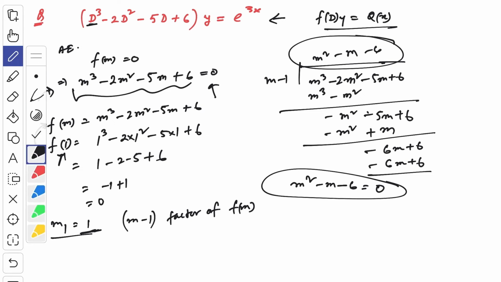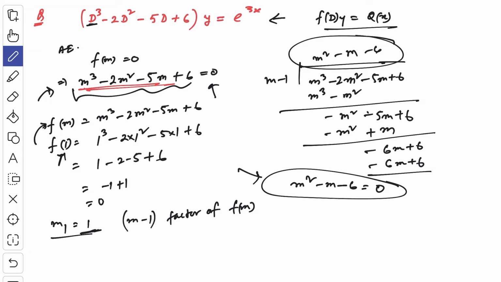As you can see, this auxiliary equation is a cubic equation, that's why it must have 3 roots. So for the remaining 2 roots we need to solve this part. If you solve this, then what will you get? If you factorize the left hand part of this equation, then you will get (m + 2)(m - 3). You may check yourself. Okay, that's what we have got.